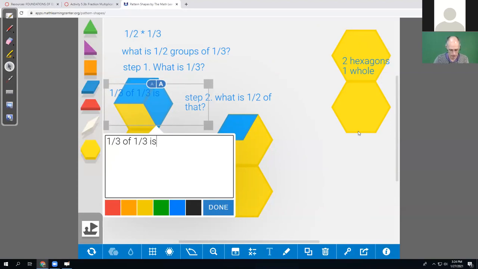Anybody? 6. 6 of them, yeah. So that 1/2 of the 1/3 is 1/6 of the whole. Exclamation point. Whoa. I mistyped. That should be a half right there.